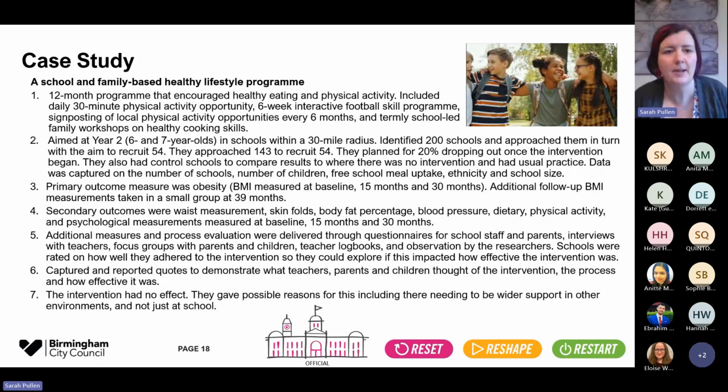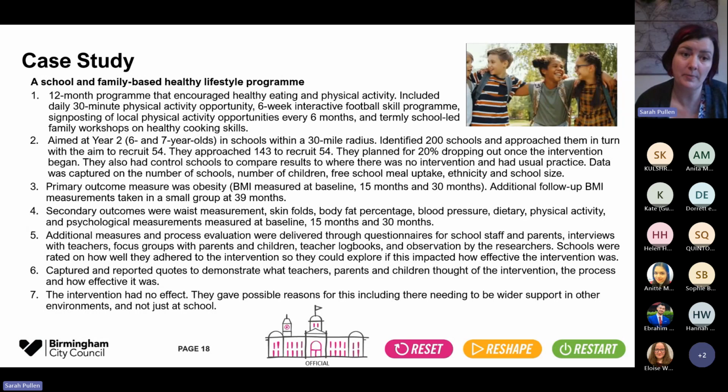So I'm just going to share a brief case study about how one particular intervention went about approaching their measurements. So this was a school and family-based healthy lifestyle programme. It was a 12-month programme and it encouraged healthy eating and physical activity. It included a daily 30-minute physical activity opportunity. They had a 6-week interactive football skill programme, signposting to local physical activity opportunities every 6 months, and they also had a termly school-led family workshop on healthy cooking skills.